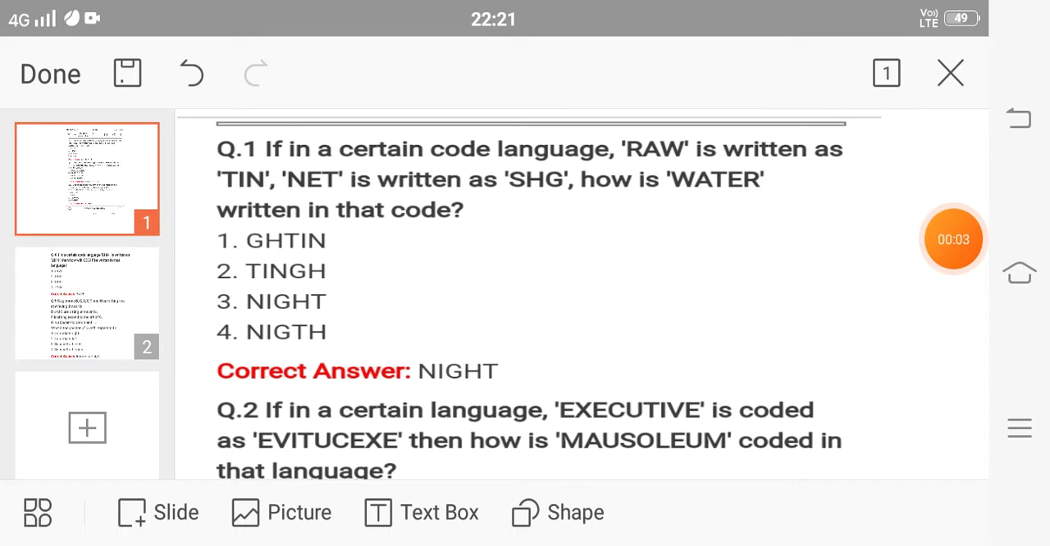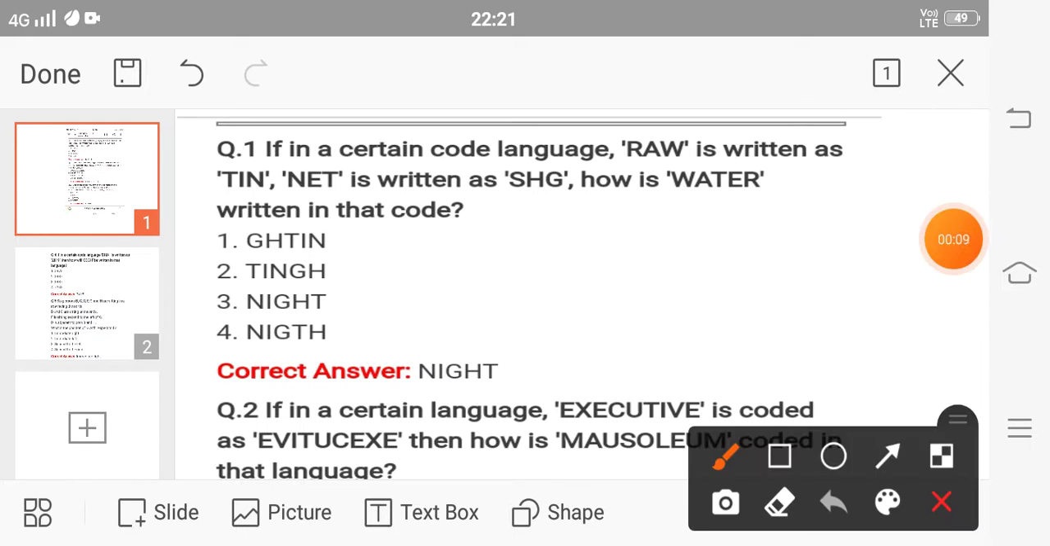In this video, we see how to solve questions in less time. So, here the first question is: if in a certain code language RAW is written as TIN and NET is written as SHG, how is WATER written in that code?